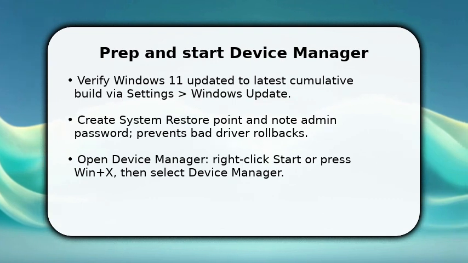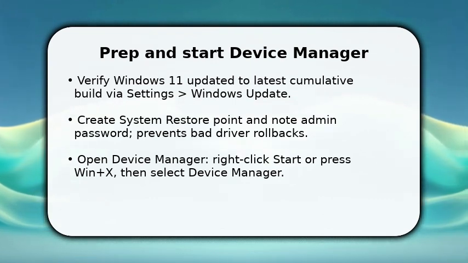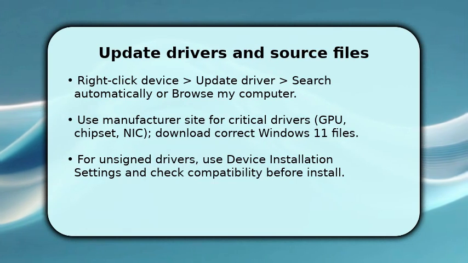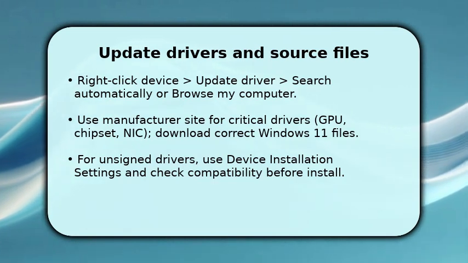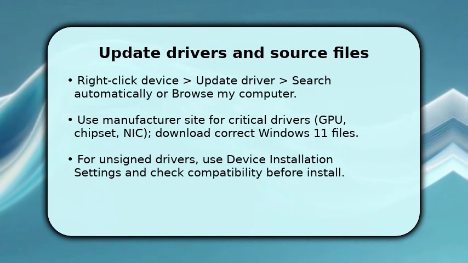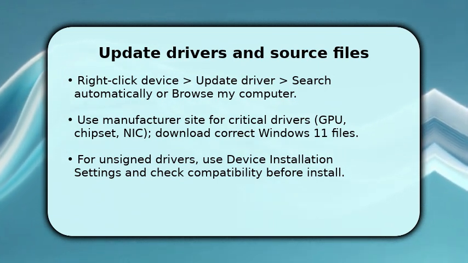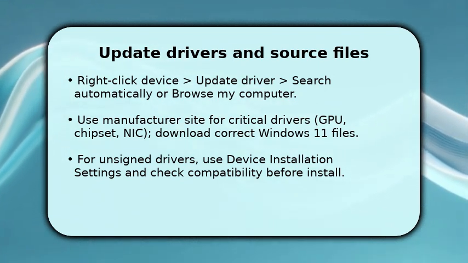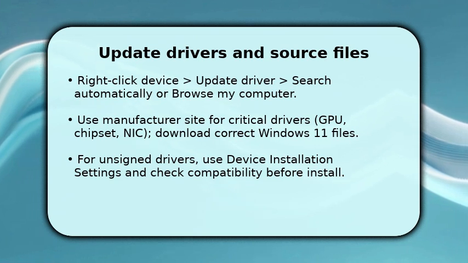You now focus on the detailed update steps. Right-click a device and choose Update Driver. Try Search automatically first to let Windows fetch WHQL drivers. If you need specific builds, browse to files you downloaded from the manufacturer. This ensures latest chipset, GPU, and network drivers.